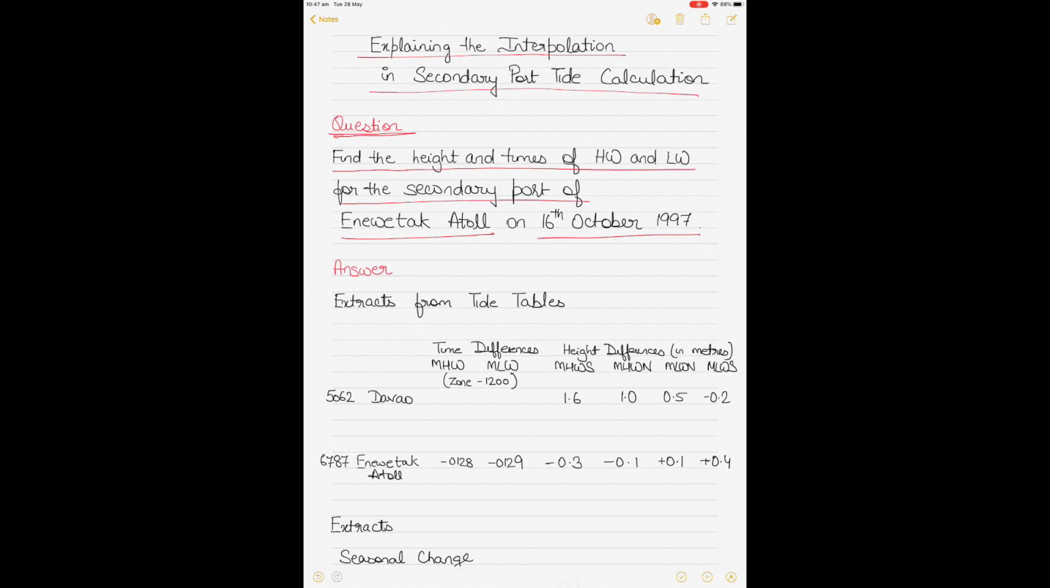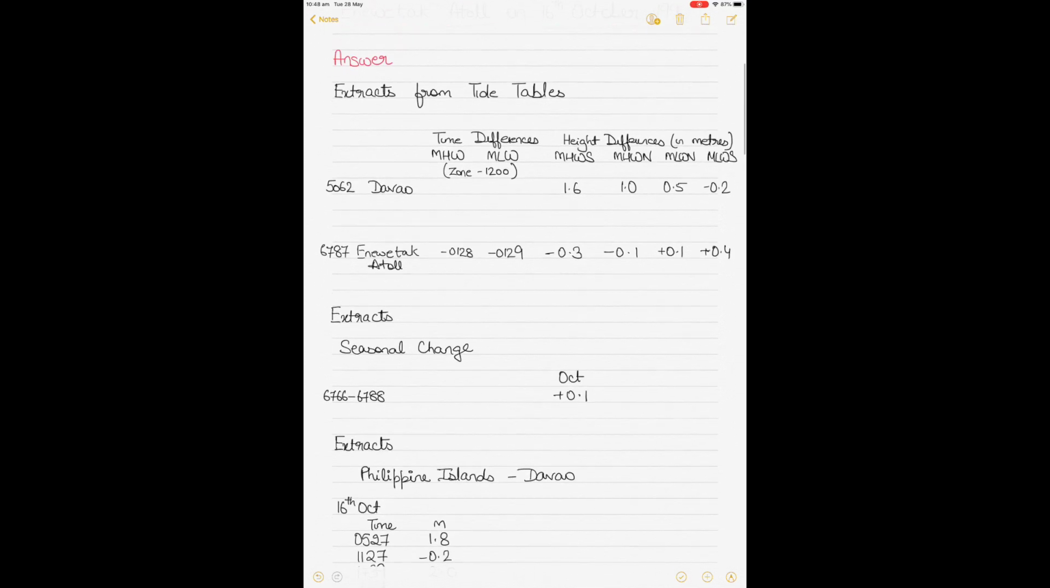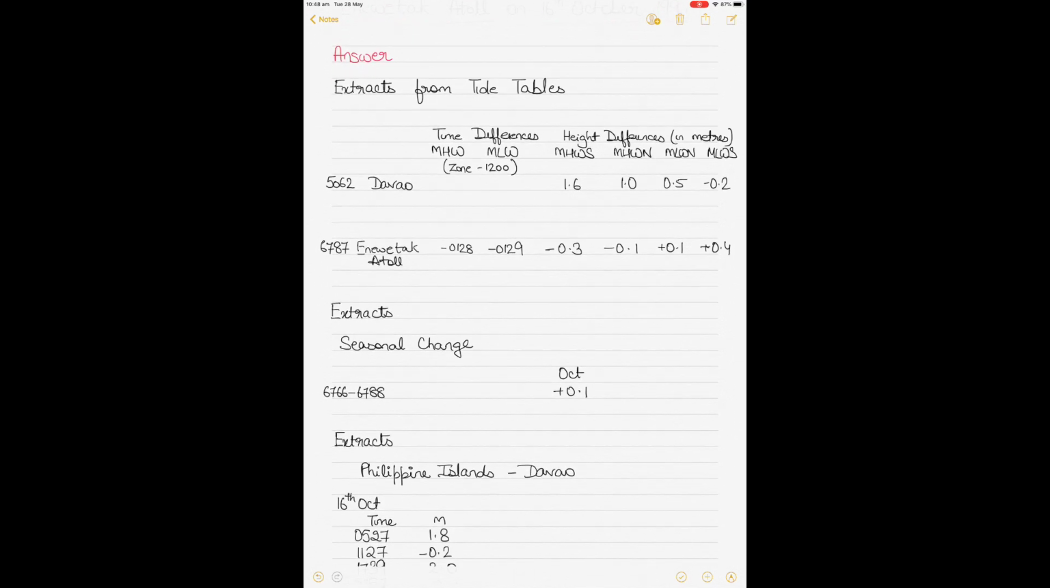But what we do is we use the height and times of the standard ports, and we interpolate some values and apply some corrections to derive the height and times of the secondary port tides. Alright, so let me show you how to go about doing that.